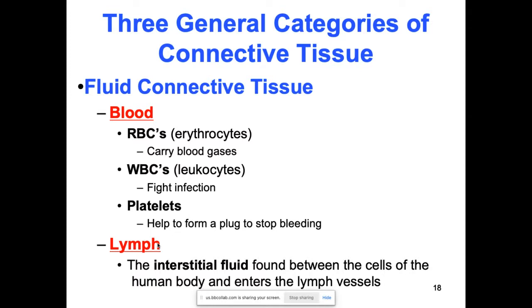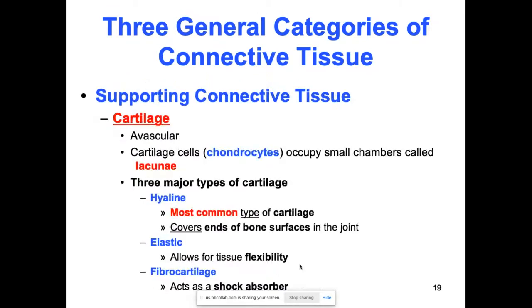So lymph is found between cells, right? The interstitial fluid that's found between the cells of the human body can enter these lymphatic vessels. Your lymph nodes, like your spleen and your tonsils, you have lymph nodes in your armpit, in your groin, in front of and behind your ear. It's trying to filter and clean out your blood as well. That's part of the function of the lymphatic system, to cleanse and return healthy fluids back into circulation.